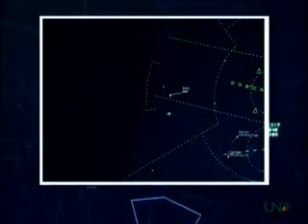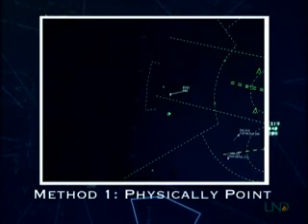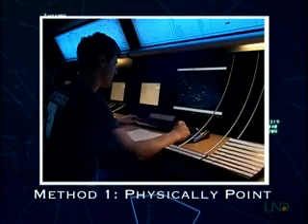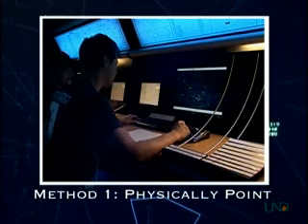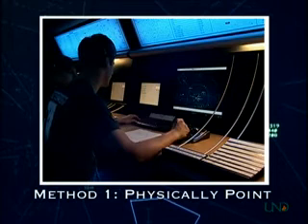3 methods may be used to transfer the radar identification of an aircraft between controllers. The first method is to physically point to the receiving controller's radar display. This method is pretty self-explanatory. If you are sitting near the receiving controller, simply point to the target on his or her display and complete the handoff or point-out.